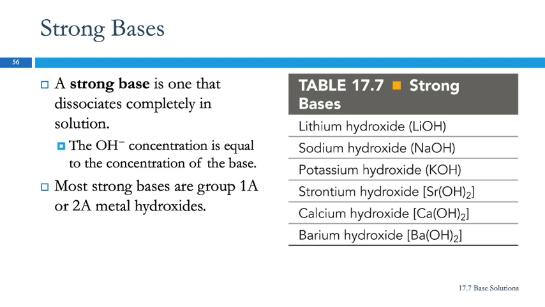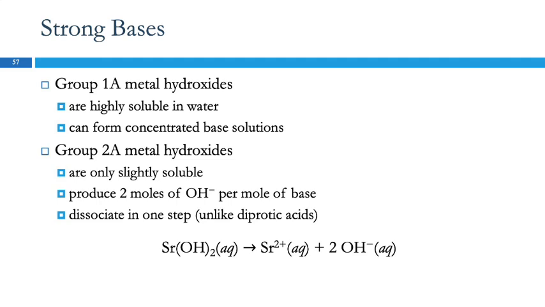Any metal hydroxide that is soluble is going to be a strong base. So these are soluble things. They're going to separate into, this will separate into lithium and hydroxide ions. So those group 1A metal hydroxides are very soluble, and so you can form concentrated base solutions with these. That's why we use sodium hydroxide a lot.